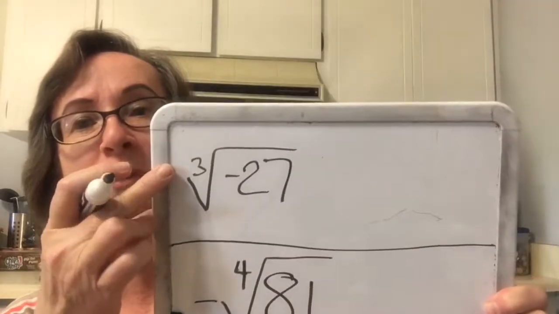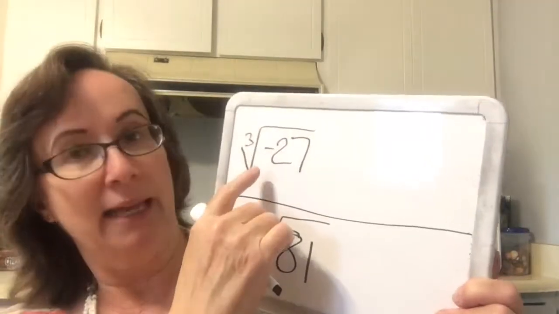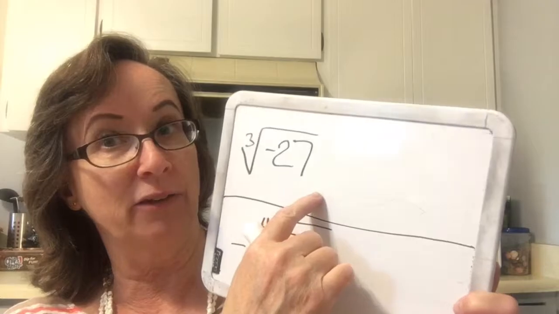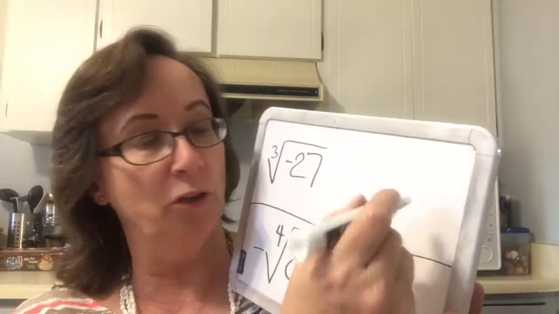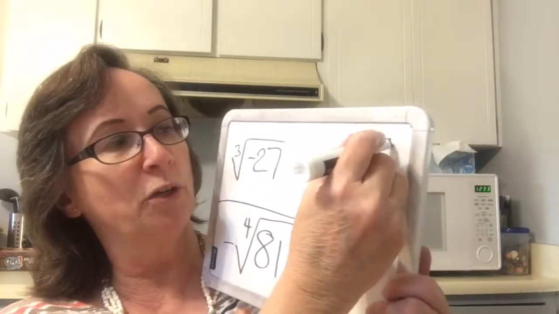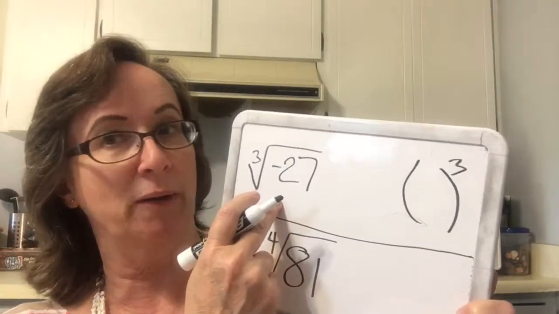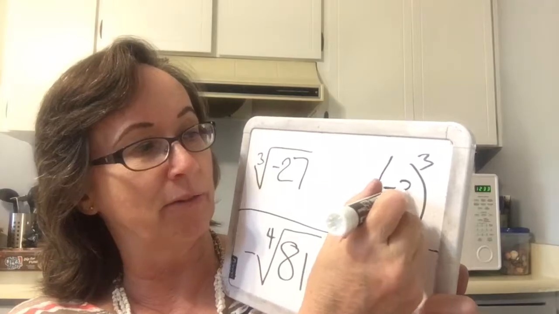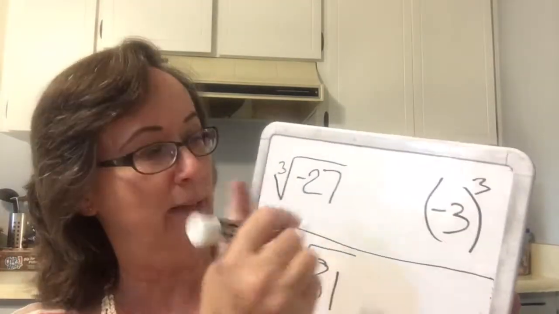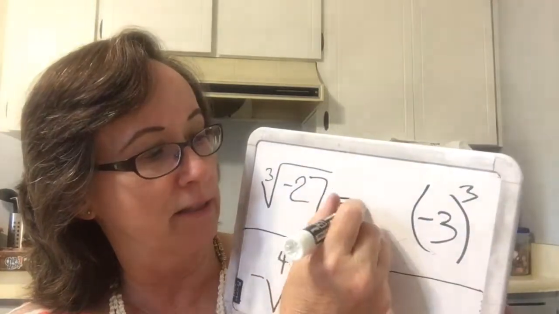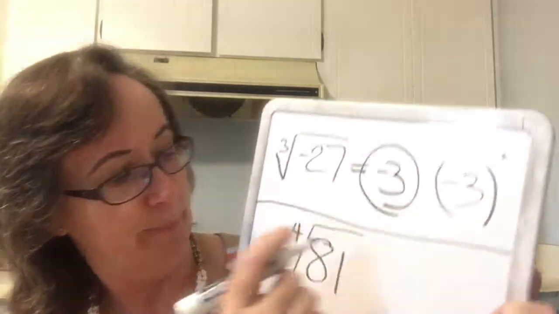So here's a cubed root, and -27 is underneath the radical. There is a real number that will work. Something cubed will give me -27, and that is a -3. -3 times -3 times -3 gives me -27, so the answer is -3.